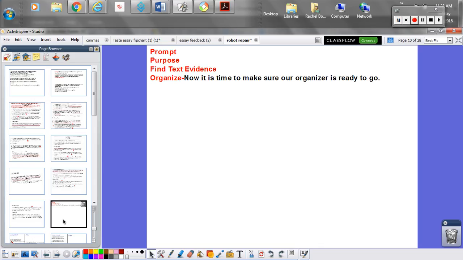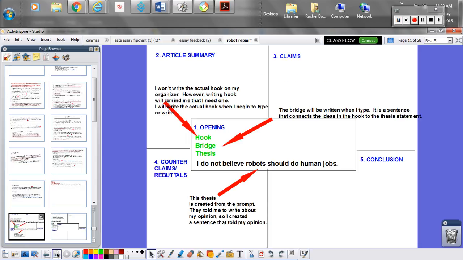So now that I know my prompt is to write my opinion on if robots should do human jobs or not, I know I am persuading, and now I've found all the text evidence as I starred and underlined. Now it's time to make sure my organizer is ready to go. Now remember, when I'm finding text evidence when I'm writing for the state, I'm going to be using the highlighter on the screen. And there's also a pencil tool that I can use as well to make a difference between those that are things I agree with and things that I disagree with. But now it's time to work on my organizer.